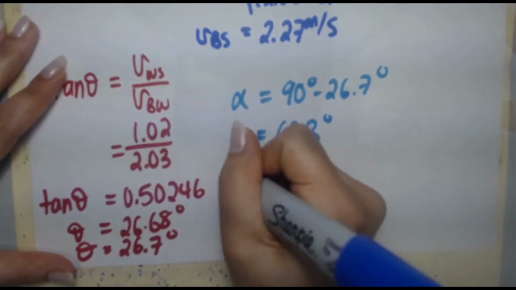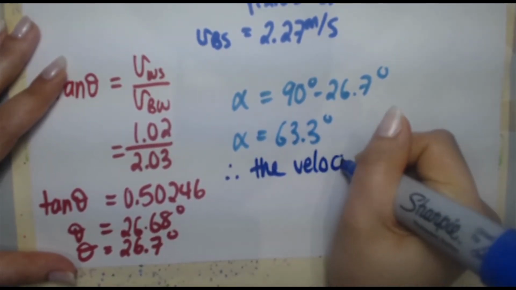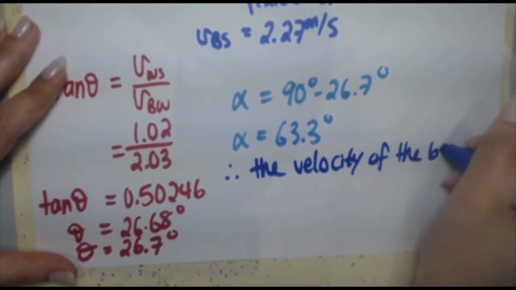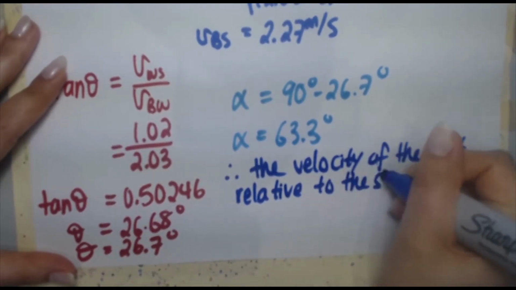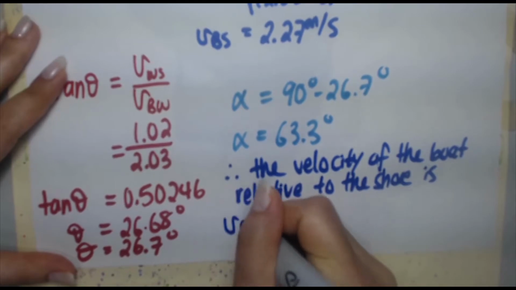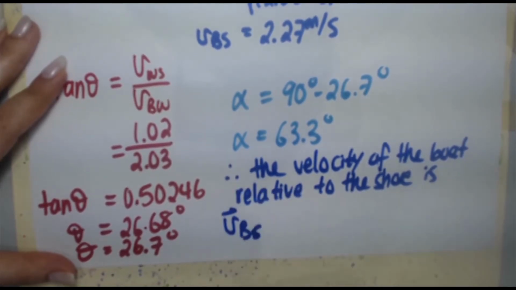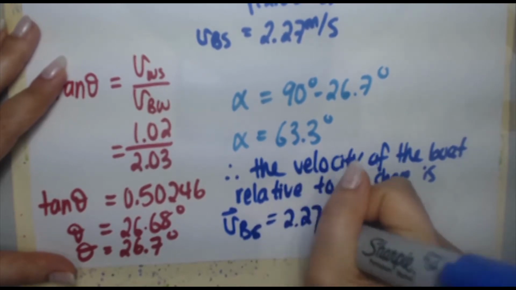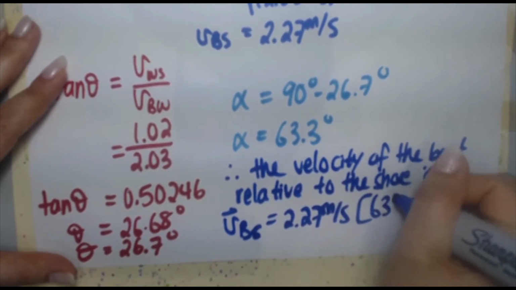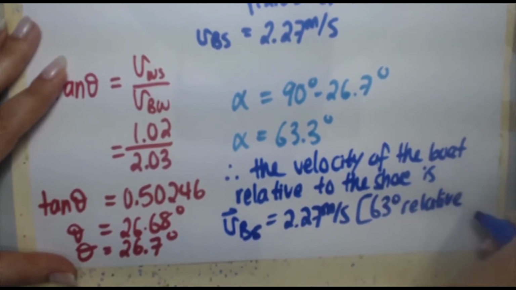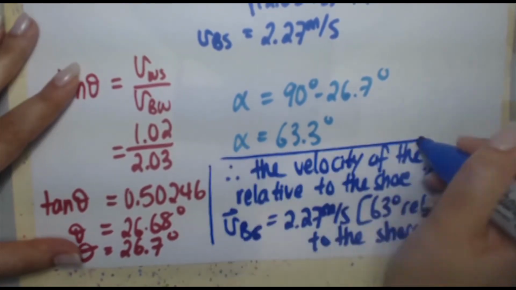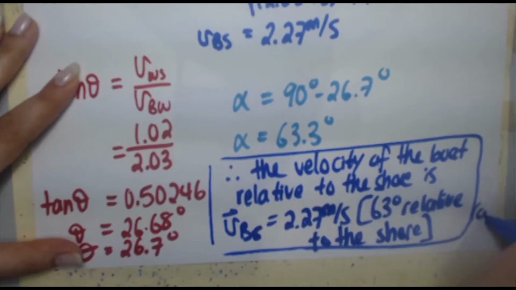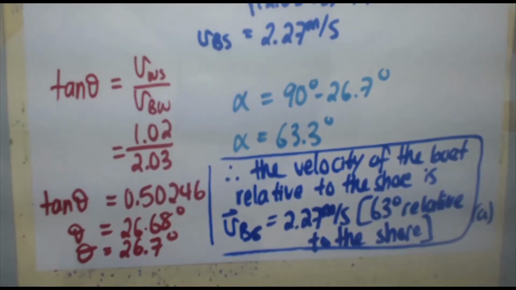So therefore, the velocity of the boat relative to the shore is VBS, and remember to put that arrow on top, which is equal to 2.27 meters per second, square bracket, 63 degrees relative to the shore. So there is your answer for part A, to find the velocity relative to the shore. So not too bad. We have one more part left. This part is a little bit shorter and more straightforward.